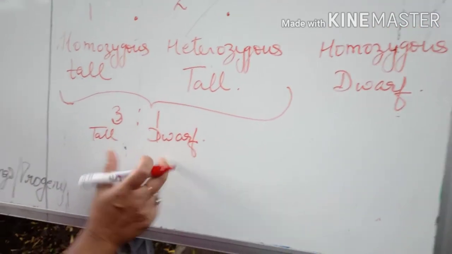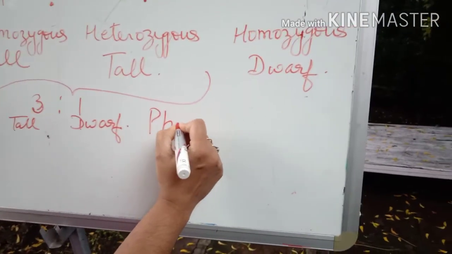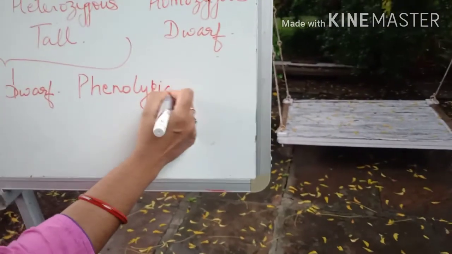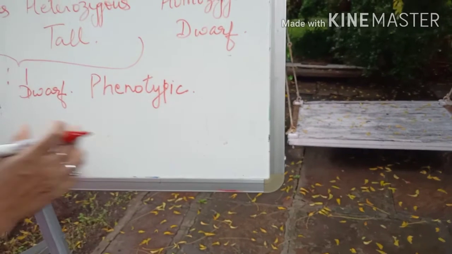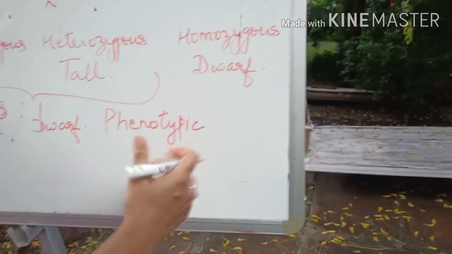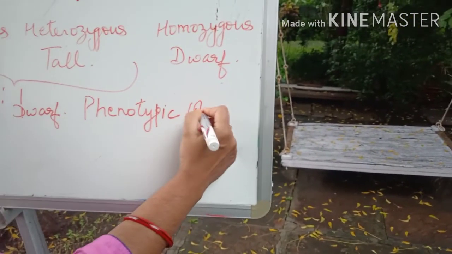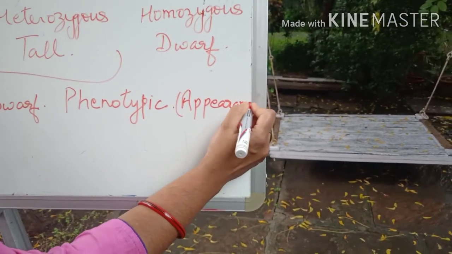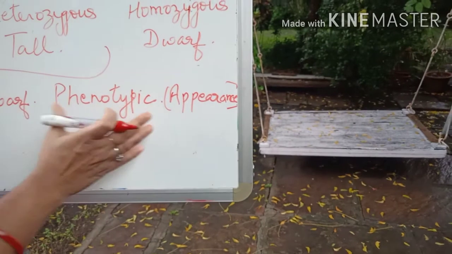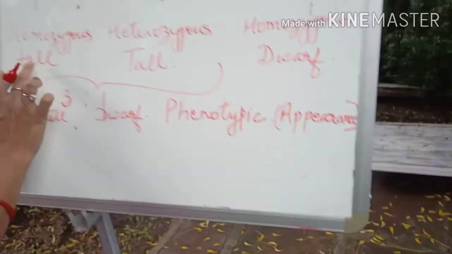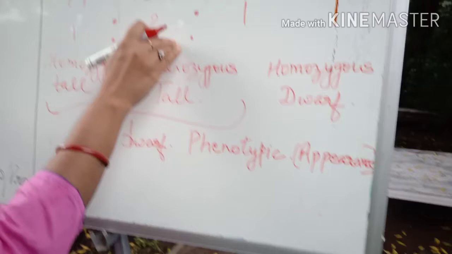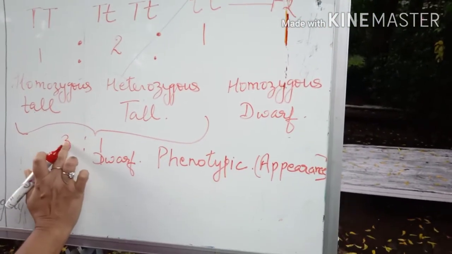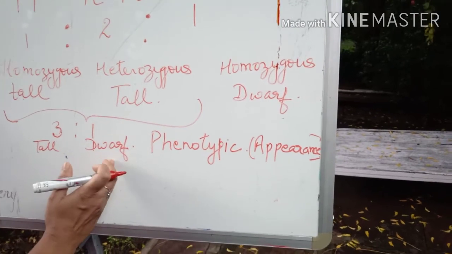So this is called the phenotypic ratio. Again one term is coming here, phenotypic. As I told you in my lecture, phenotypic means the physical trait, or how it is appearing, appearance wise. So in appearance we are seeing that the plant is tall. Inside that, how the genes are there, we are not taking into account. So we saw that 3 plants were tall and 1 was dwarf.